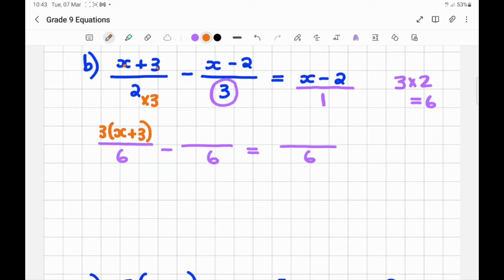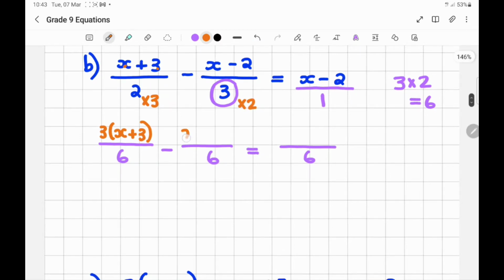Then very important, this minus. So I'm going to times the 3 by 2. What I do at the bottom, I have to do on top. Now, very, very important. That negative is going to form part of your 2. So you have to distribute a negative 2 into the bracket x minus 2. And the last one, times it by 6. What I do at the bottom, I have to do on top.